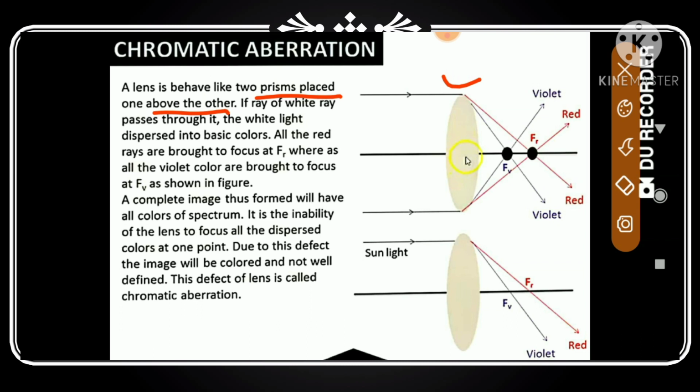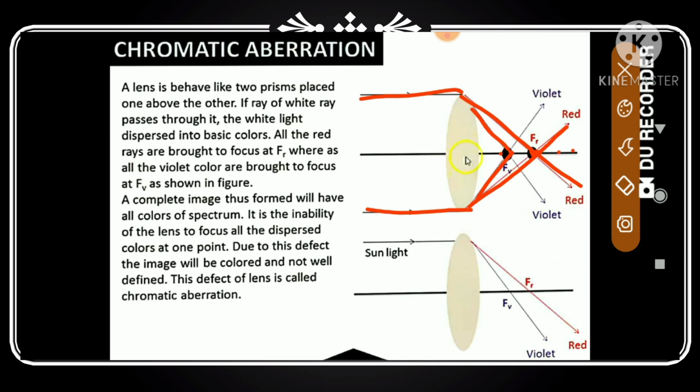If a ray of white light passes through the lens, the white light is dispersed into the basic colors. All the red rays converge at a single point, known as FR, whereas all the violet rays focus at FV, as shown in the figure. Means we are getting the image at different focuses.